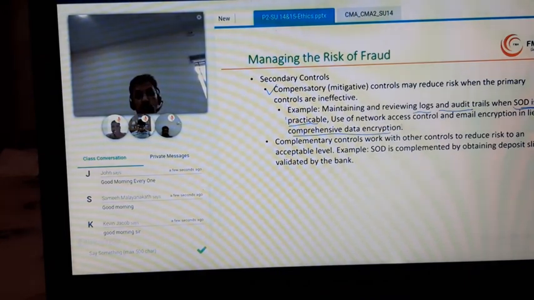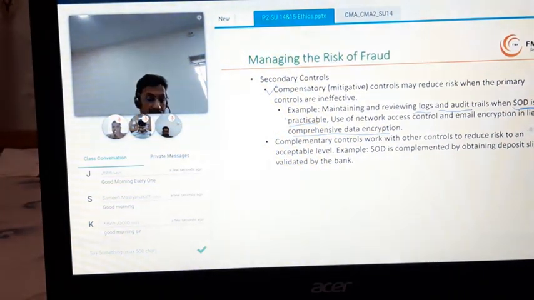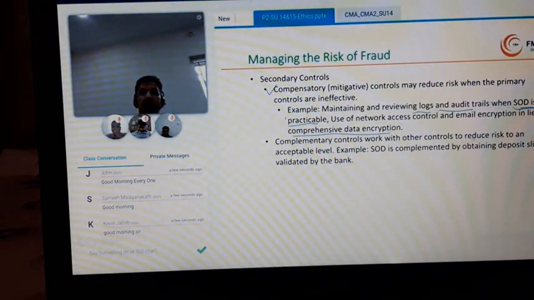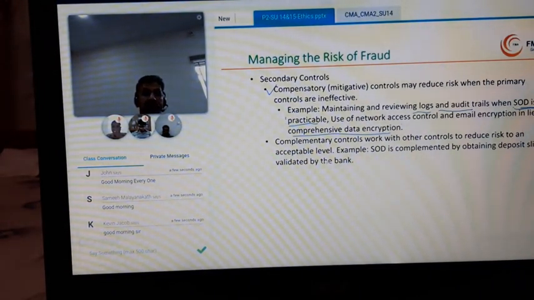Complementary controls work with other controls to reduce risk to an acceptable level. Example, segregation of duty is complemented by obtaining a deposit slip validated by the bank.